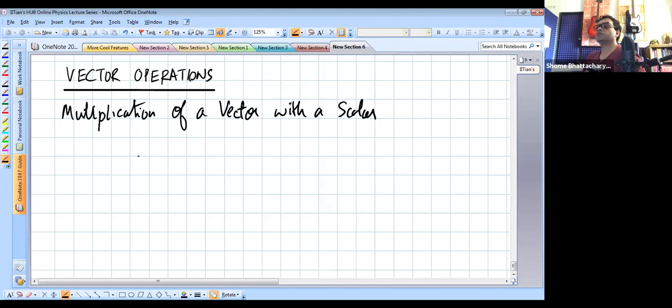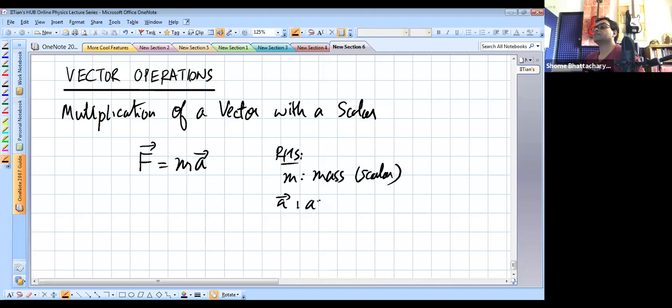And one of the most famous equations, Newton's second law, applied for a rigid body or for a particle of mass m. So you can see on the right hand side, m is mass, which is a scalar quantity, whereas a is acceleration, which is a vector quantity. So on the right hand side, you are actually multiplying a scalar quantity, mass, with the vector quantity, acceleration. So let us see what this operation actually means in terms of vector algebra. Let's understand what this means.